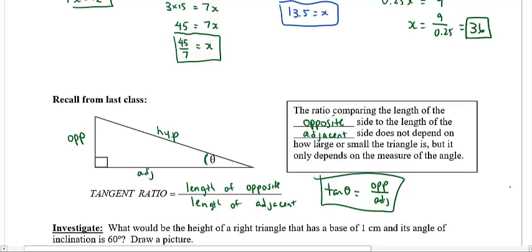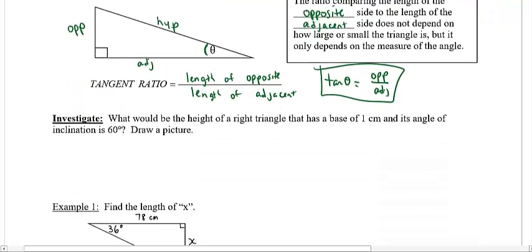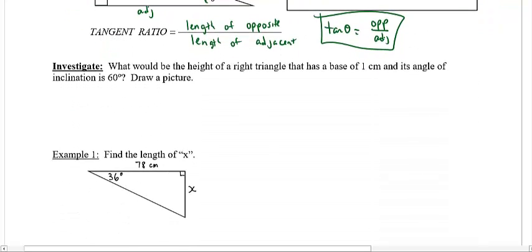So today my questions are going to be like this. What would be the height of a right triangle that has a base of 1 centimeter and its angle of inclination is 60 degrees? So if I were to draw a picture, I've got a triangle here. I should draw something that's more correct. 60 degrees. This base is 1 centimeter long, and the question is, what is the height? Well, we can do this by, you're right, using the tangent ratio. So tangent 60 is equal to h over 1. And that's nice because h over 1 is just h.